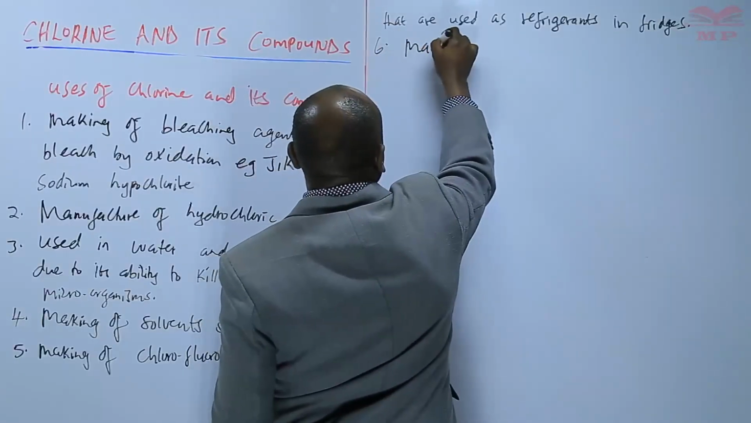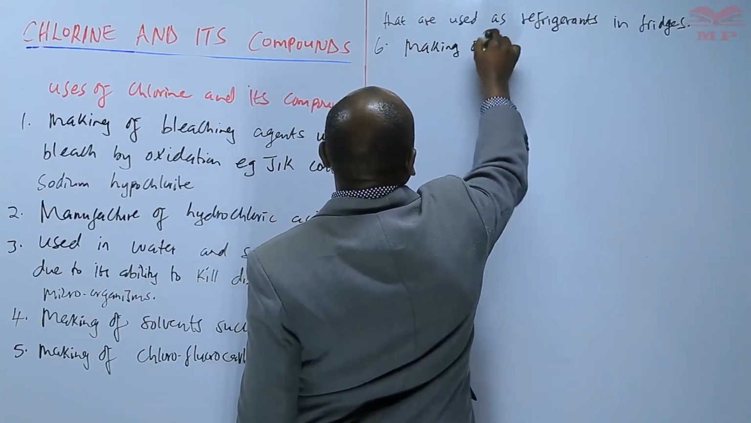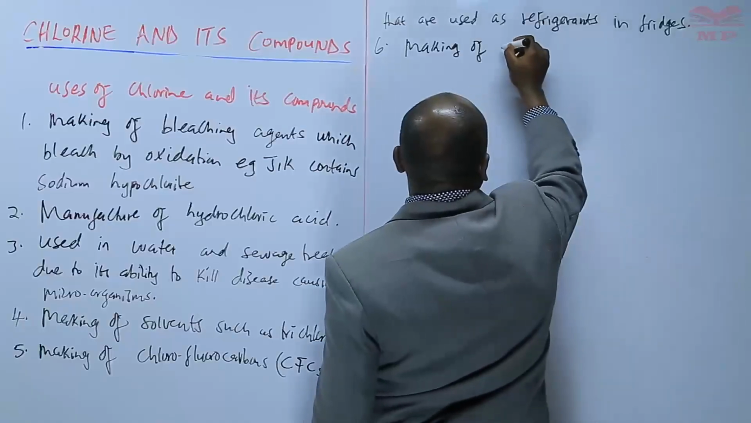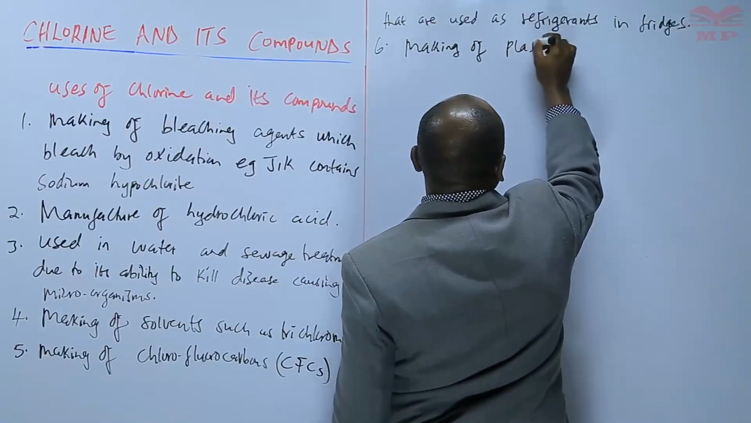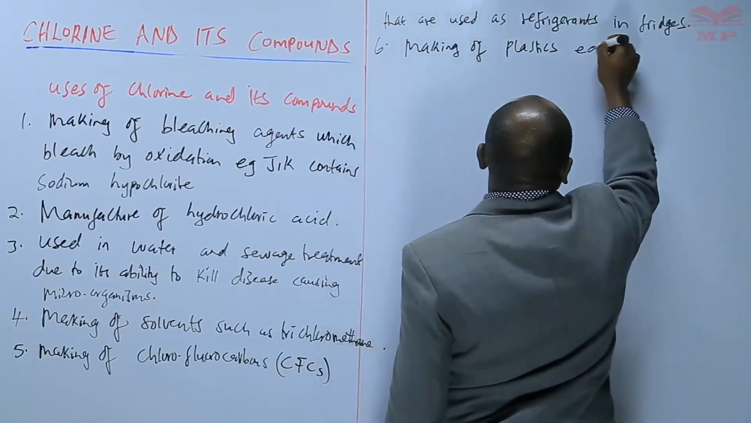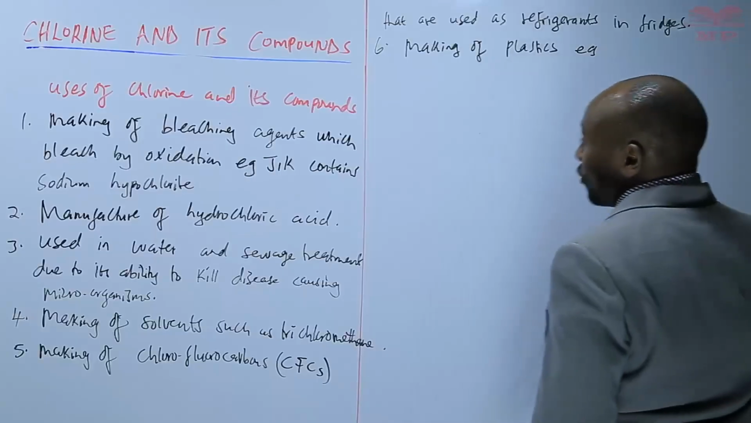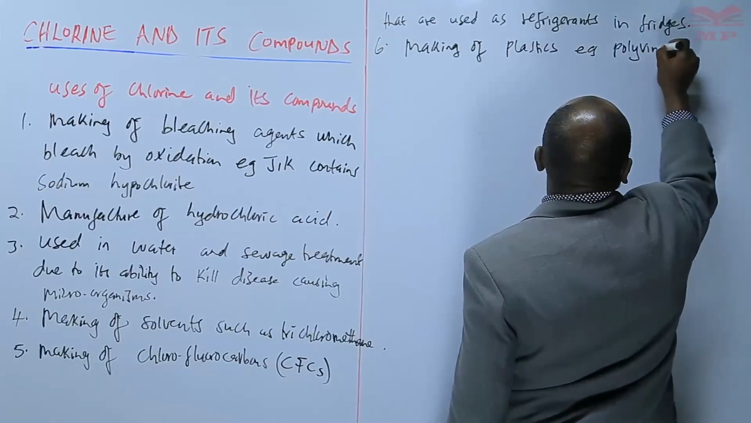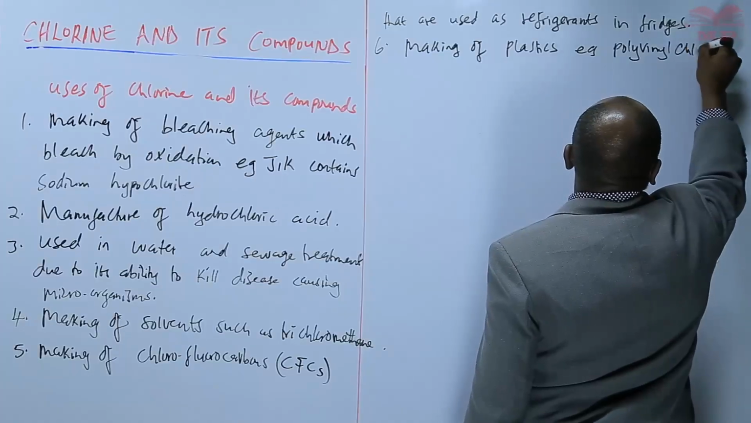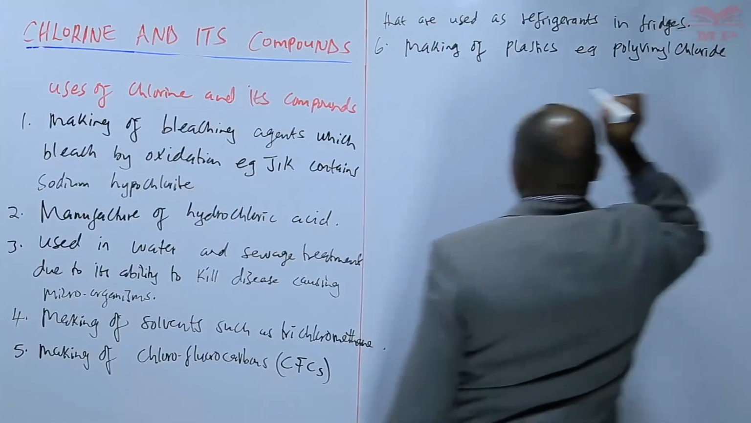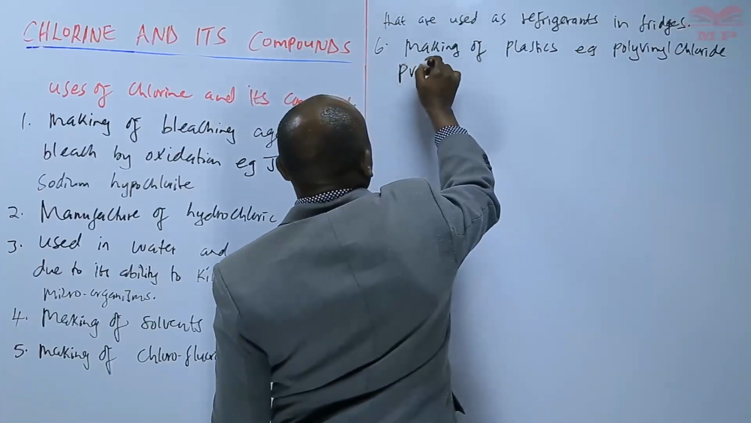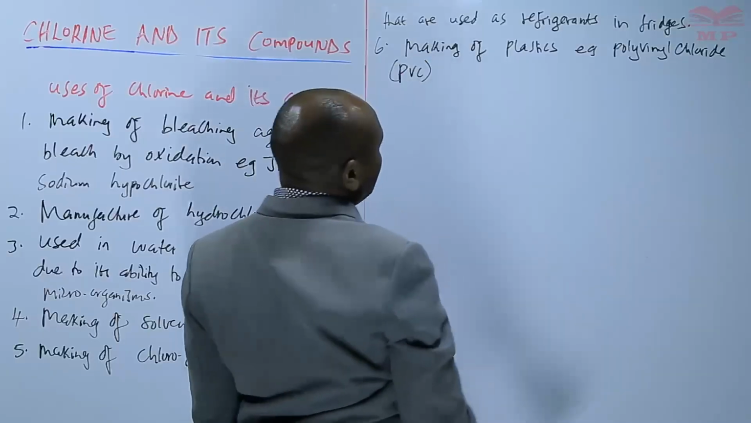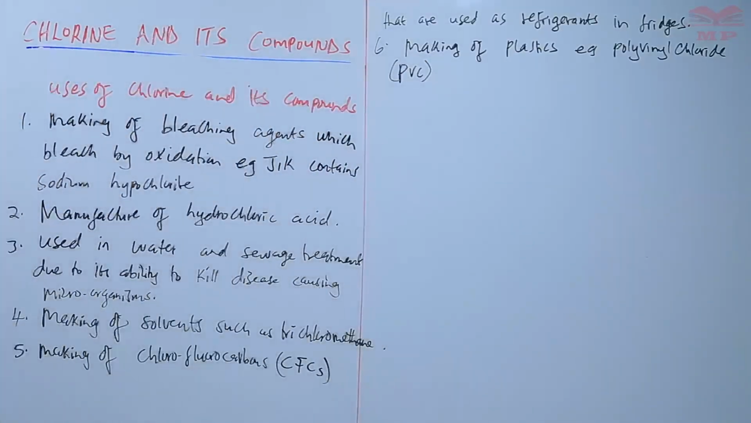Used also in the making of plastics. E.g., there is a type of plastic called polyvinyl chloride, also known as PVC. So that PVC is made from chlorine.